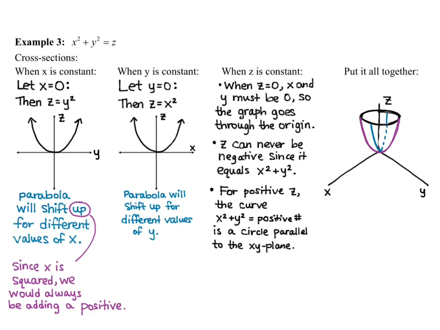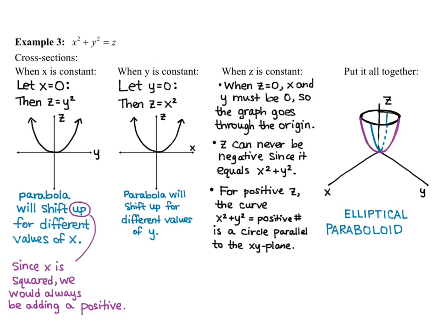I'm going to have this cup-looking thing, which is called an elliptical paraboloid because it involves an ellipse and parabolas for two of the cross sections. Now, in this case, we have an exact circle, but a circle is a special form of an ellipse, so it's still an elliptical paraboloid.